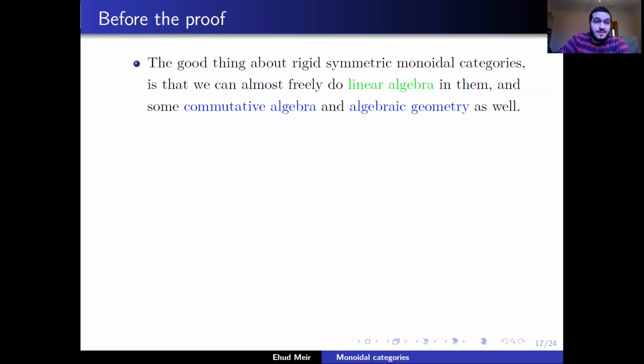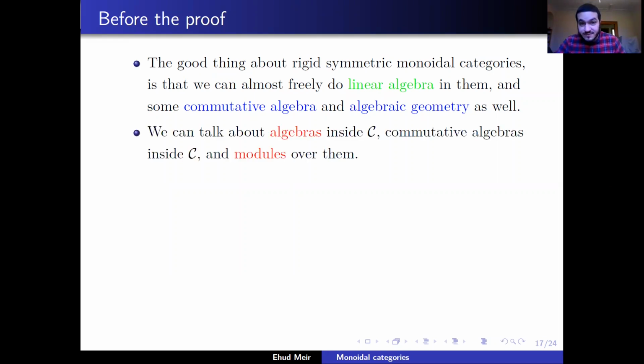Now, what's the idea? I want to give you some idea about the proof, and just to give some background to this. The good thing about these rigid symmetric monoidal categories, and this is really a better situation than what we have in graded monoidal categories or just monoidal categories, is that we can pretty much freely do linear algebra in them, and we can also do some commutative algebra. And as a result of commutative algebra, we can also do some algebraic geometry. This is kind of the way that algebraic groups really come into the picture.